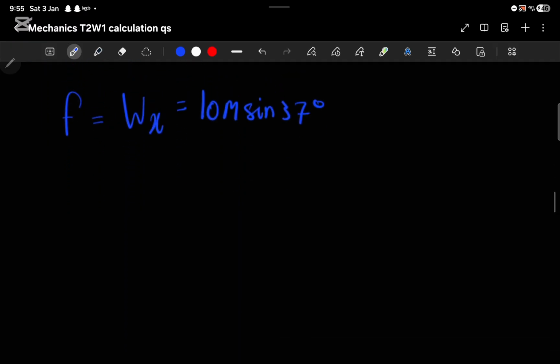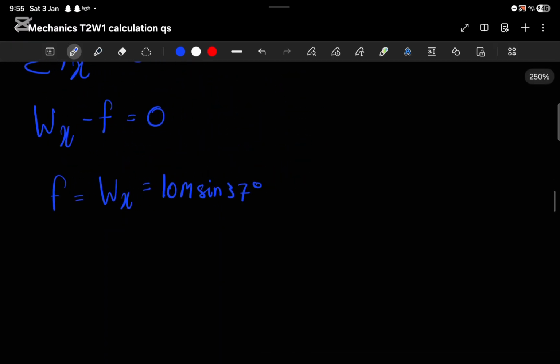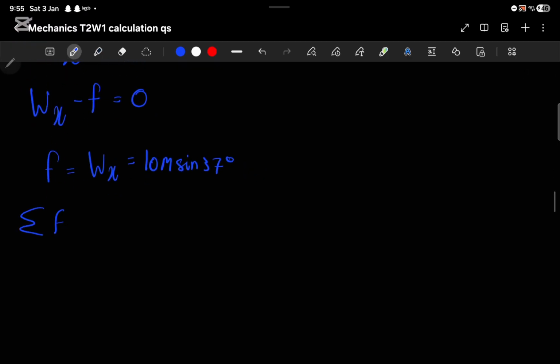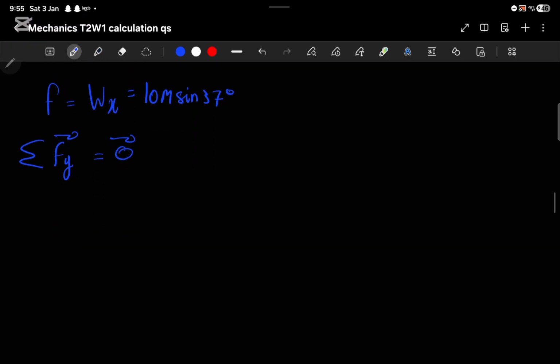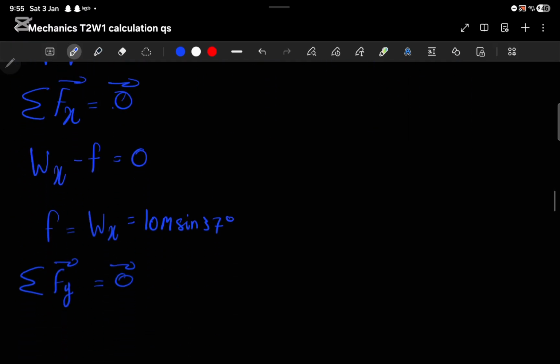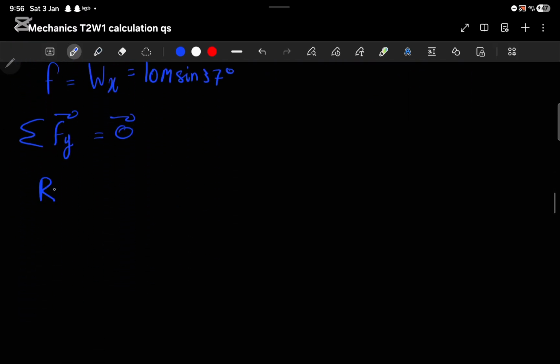Okay, now you don't need m, not yet. Actually, you will never need m for this question. There's a reason they didn't give it to you, because that means it'll cancel out. Now, sigma Fy is also equal to 0. Remember, the block's not going up or down or flying anywhere. What are the only 2 forces? We have the normal or the reaction and Wy. So R or N, because they chose to represent it with N, minus Wy is equal to 0. Now what does that mean? N is equal to Wy, which is equal to 10m cosine 37 degrees.